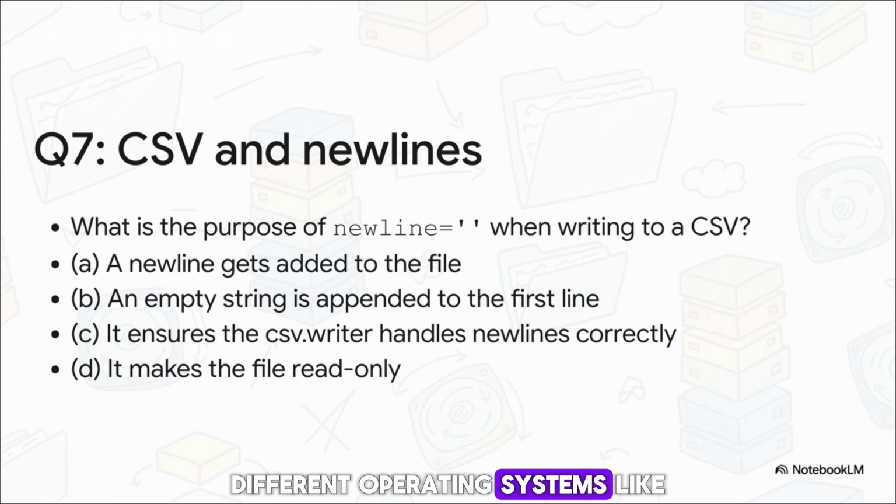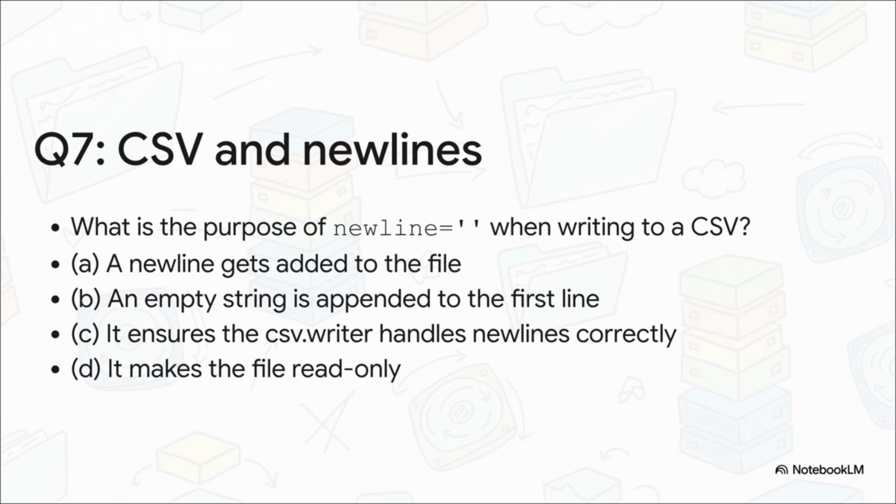And here's the simple reason. Different operating systems, like Windows and macOS, handle line endings differently. This little argument basically tells Python, hey, don't try to be clever, just let the CSV module handle it. And that prevents those weird extra blank rows you sometimes see.